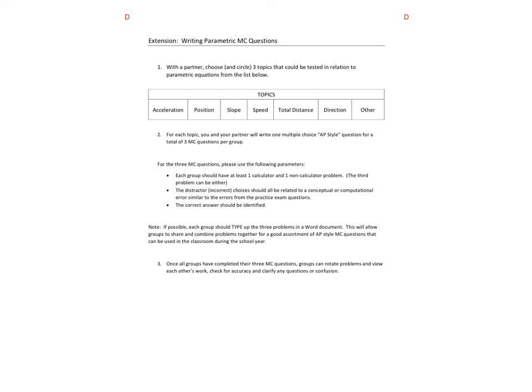All right, so these are always designed so that we're going to be doing them in class, so we can work together and talk about things. We're going to choose and circle 3 topics that could be tested in the list below. These are going to be our comments. For each topic, you and your partner will write down one multiple choice style question and go from there. So this is not something that we're going to be doing online today. So we'll stop the video for now and we'll see you next time.